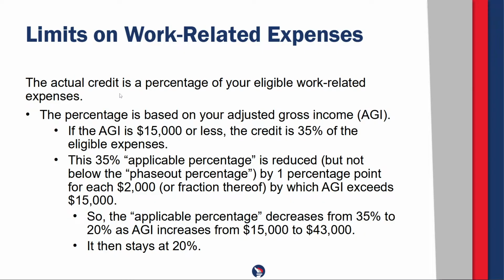So we got to look at the percentage. The percentage is based on your adjusted gross income. If your AGI is 15 or less, the credit is 35%. This 35% is the applicable percentage, but it's reduced by 1% for each $2,000 you made over 15.